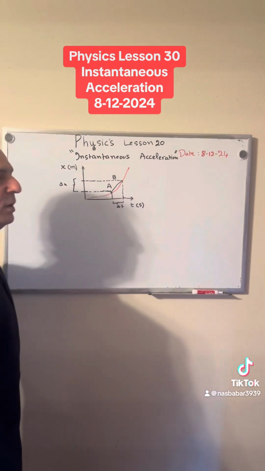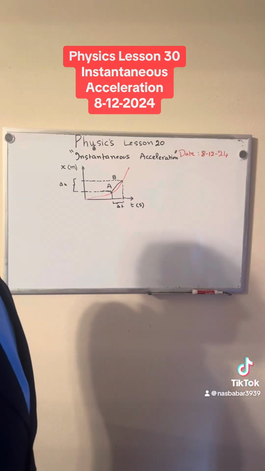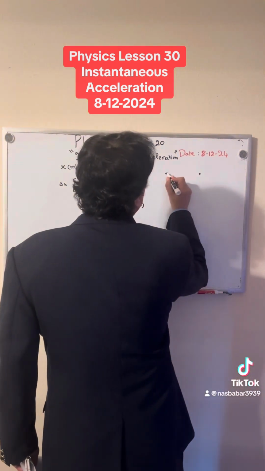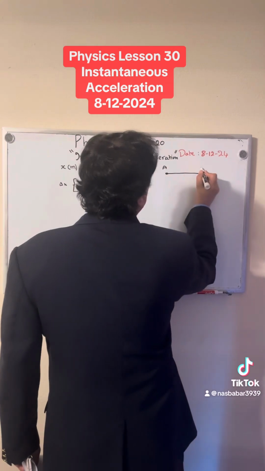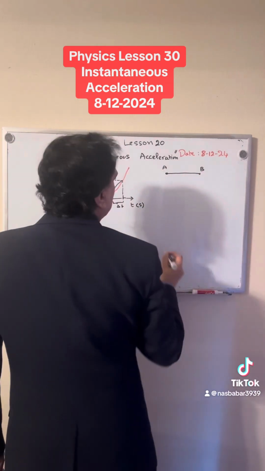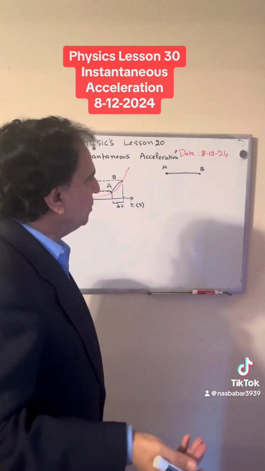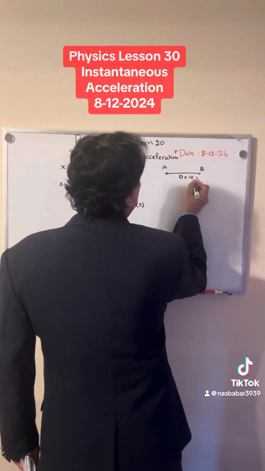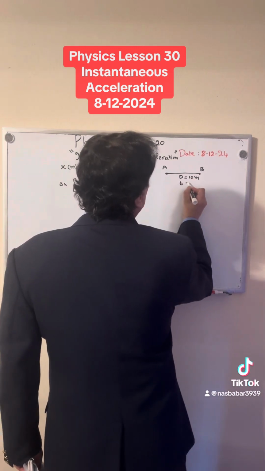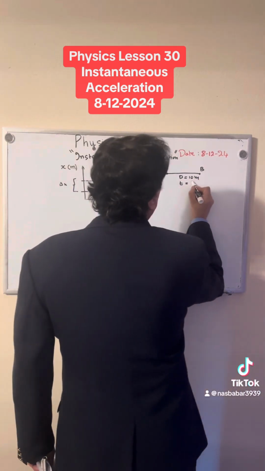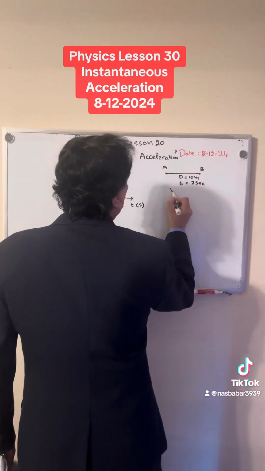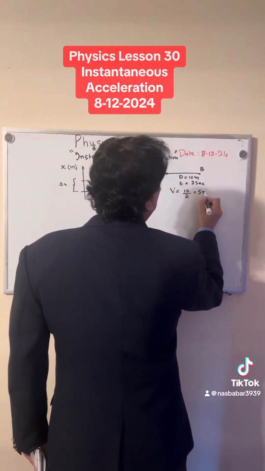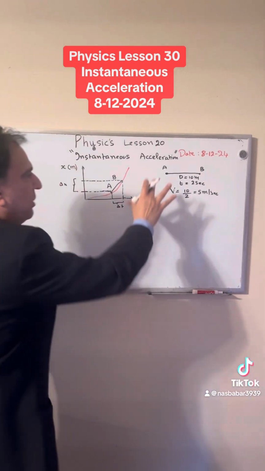Now if I ask you, let's say you have a point A and point B, and you're driving between point A and point B. If I ask you what your velocity is over here, let's say the distance is 10 meters and the time it takes you to drive from point A to point B is 2 seconds, you will just straight away say velocity is 10 over 2, which is equal to 5 meters per second. This is the average velocity.